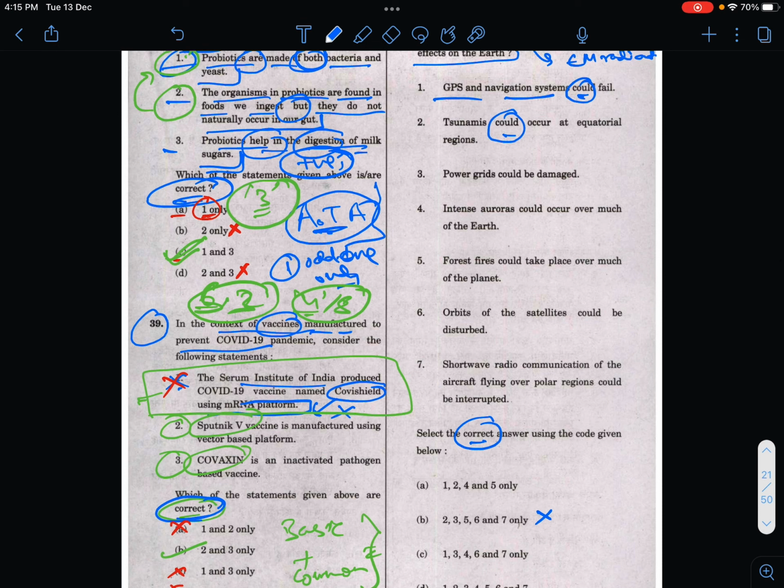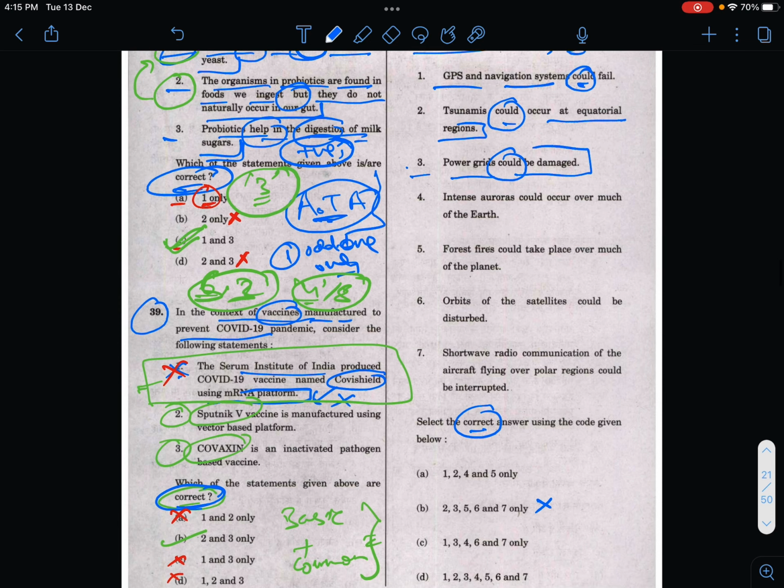Tsunamis could occur at equatorial regions. I'm not certain of the logical correlation, so I'm going to hold on to this. I'm neither going to accept nor negate this statement as yet. Statement 3 says power grids could be damaged. Of course, EM radiation can damage power grids. So 3 is also correct. So if 3 is correct, A cannot be correct. So now we are left with either C or D.